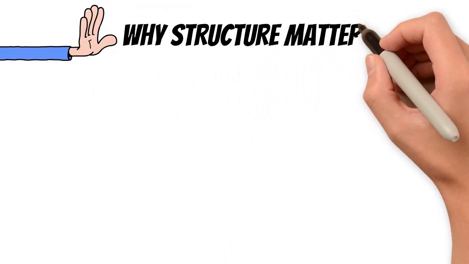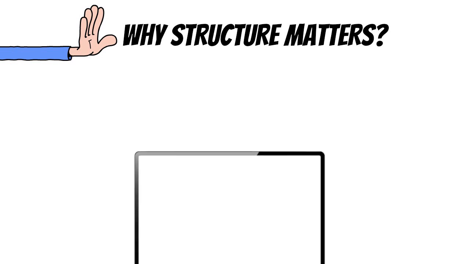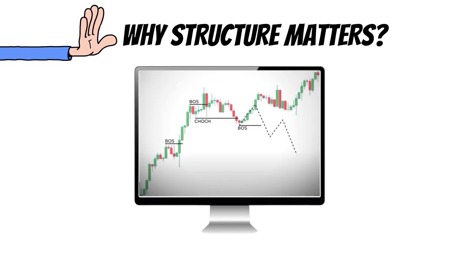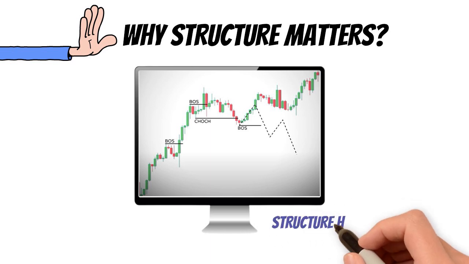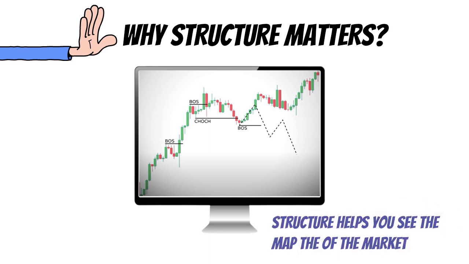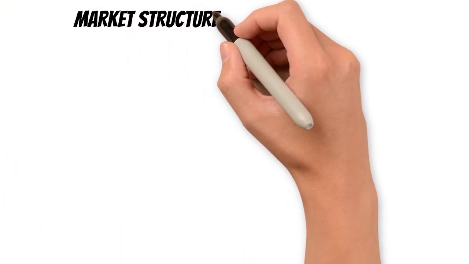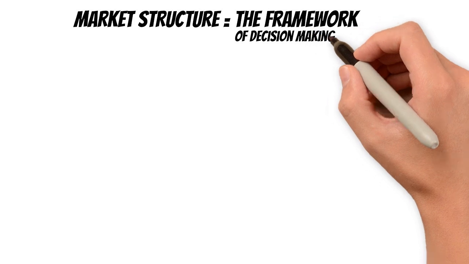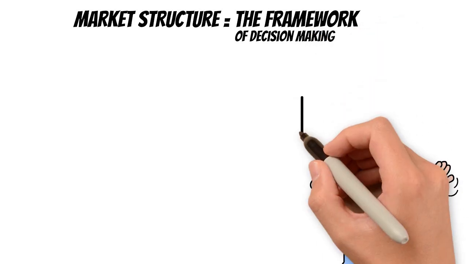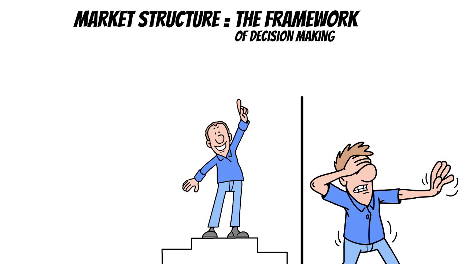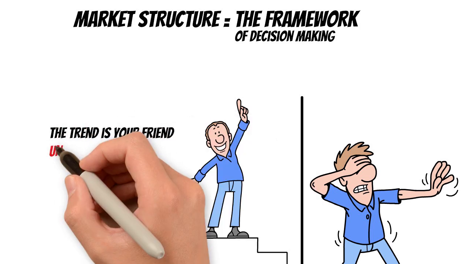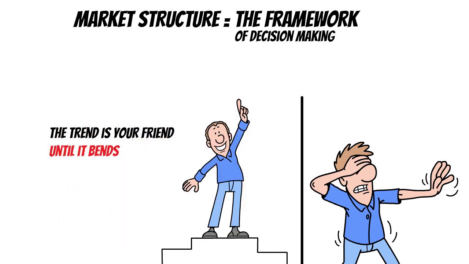Before we can talk about patterns like break of structure or change of character, it's important to pause and really understand why structure matters. Every chart you look at is telling a story: who is in control, buyers or sellers, and how long that control can last. Structure helps you see the map of the market. Are we expanding in the same direction, or is momentum weakening? Are we building energy in a consolidation, or are we breaking away? Think of market structure as the framework that supports every decision you make as a trader. Without recognizing it, you're guessing. With it, you're reading the market's language in real time. Just remember, the trend is your friend until it bends.